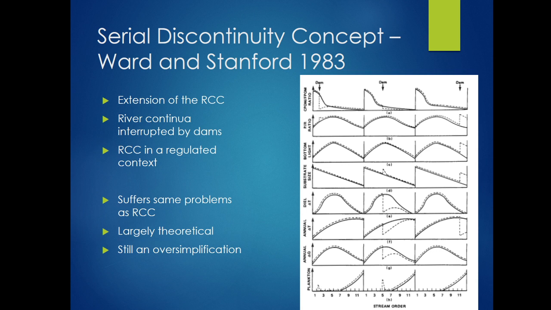In 1983 then, Ward and Stanford came out with the idea of the serial discontinuity concept. And I've met Jack Stanford, great guy. It just turns out that this whole model was completely false because they were extending the RCC, the river continuum concept, into a dam, a regulated system, where they said that if you have a dam, it basically just resets parameters based on what the dam is doing. It was largely theoretical, and since it was based on the RCC that was flawed to begin with, it's not true.